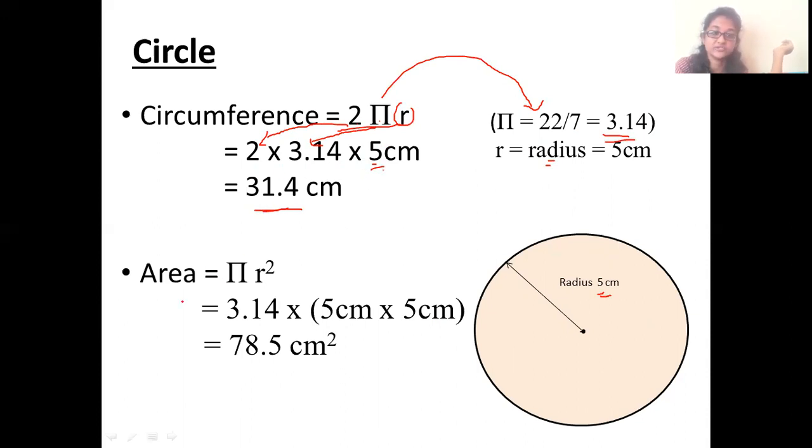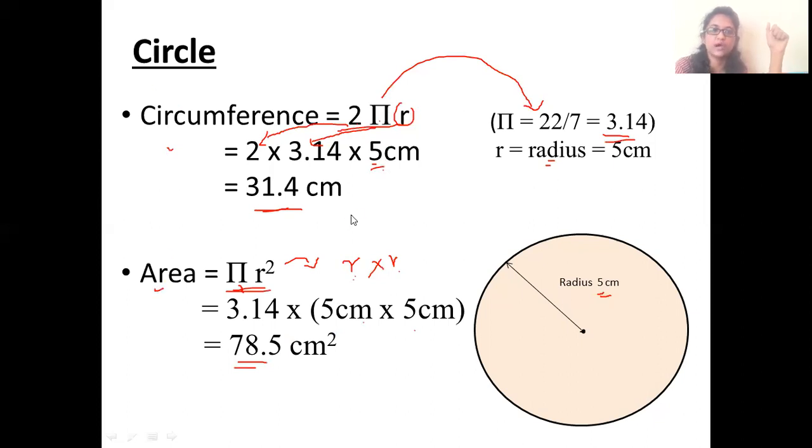To find the area of the circle, the formula is pi r squared. Pi is the same, 3.14. Here you can substitute, and r squared means r multiplied by r, radius multiplied by radius. The radius is 5 centimeters here, and again 5. We multiply them and get 78.5 centimeters squared. So this is all about circumference and the area for the circle.